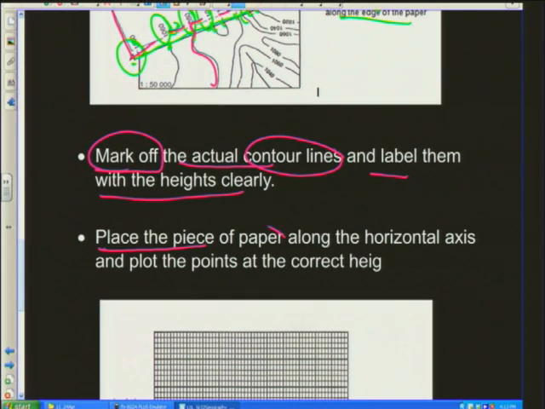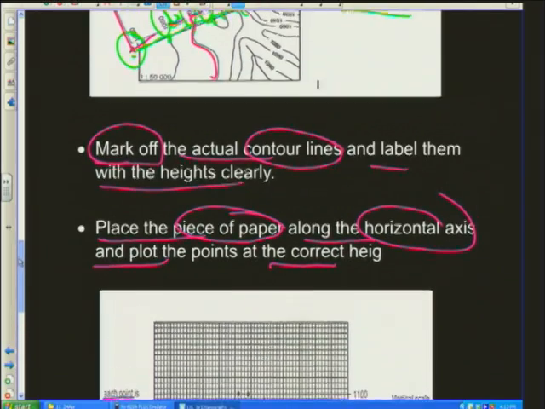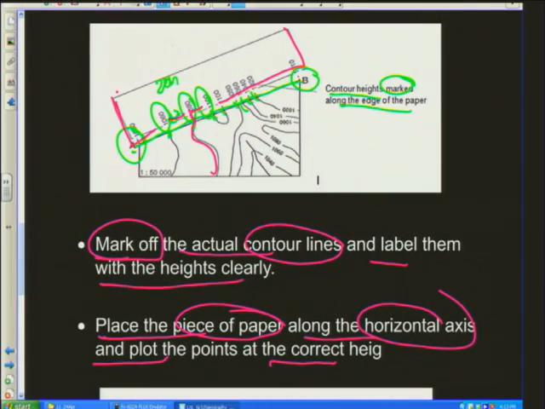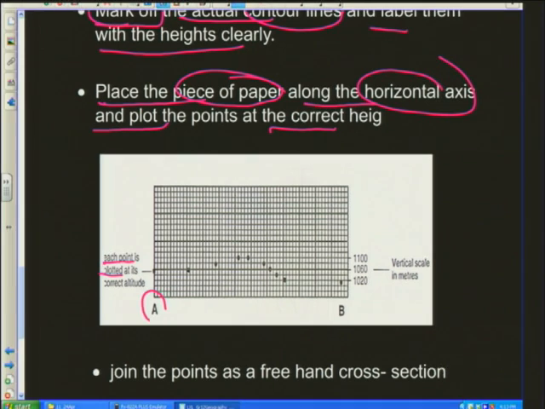Place the piece of paper along the horizontal axis and plot the points at the correct height. What this simply means is, and note the following, we are using a grid, and this particular grid has plotted each point. After marking off, as you can see, this particular aspect, we now take that strip of paper and place it at the bottom of our x-axis. Note the points A and B. And note on the vertical axis, we have put in our contour intervals, including the heights of each point.